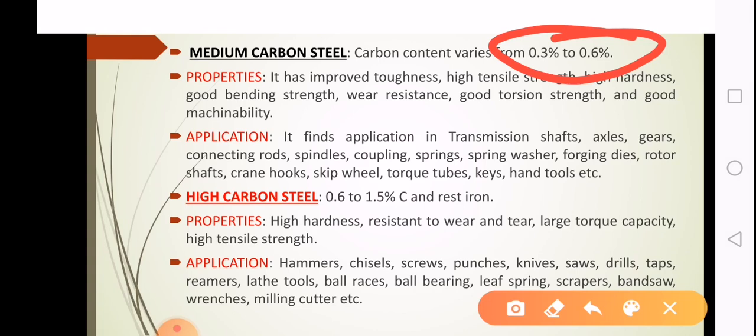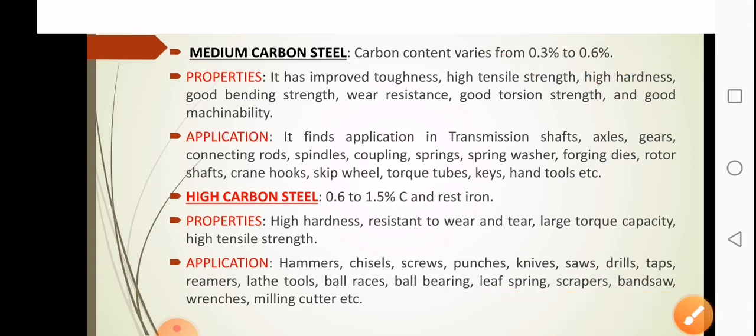Then we have medium carbon steel, where the carbon content varies from about 0.3% to 0.6%. You can see that there is a slight increase here. The properties of medium carbon steel are improved toughness and high tensile strength. That is, when you apply a tensile force, it can withstand a very high tensile force. It also has high hardness, good bending strength, wear resistance, and good torsional strength. Torsion mainly means twisting. So whenever you have a component which is subjected to twisting, you can use medium carbon steel because it has very good torsion strength.